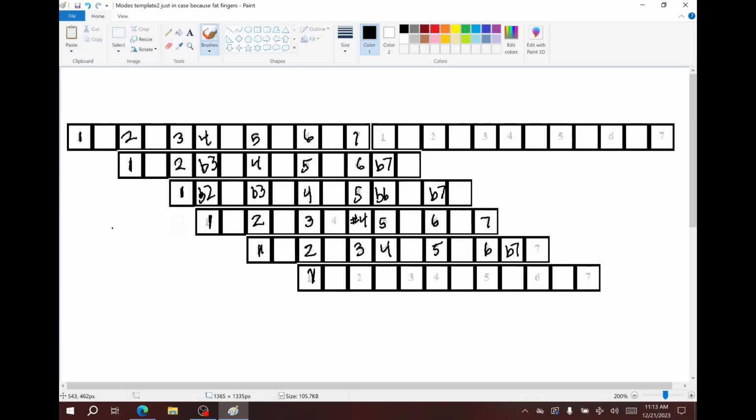So we have a root. Let's get a better one in there. We got a root. We have a 2nd. We have a flat 3. We have a 4. We have a 5th. We have a flat 6, and we have a flat 7. Yep. There we go. And that's how the minor scale is made from the modes of the major scale.